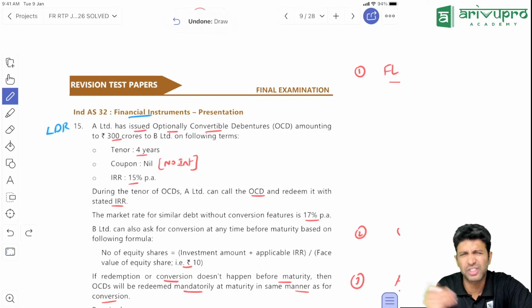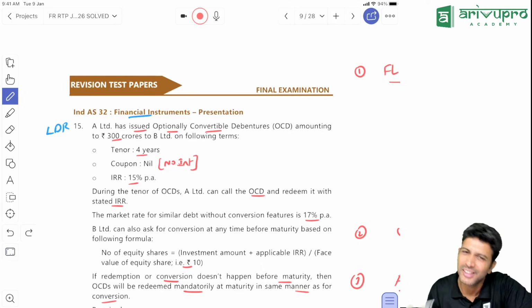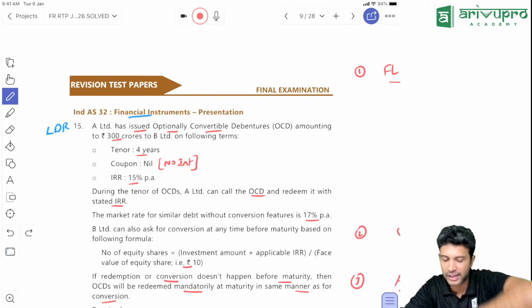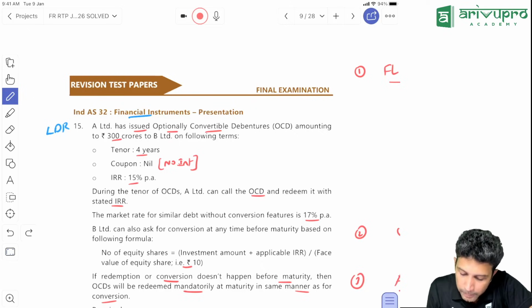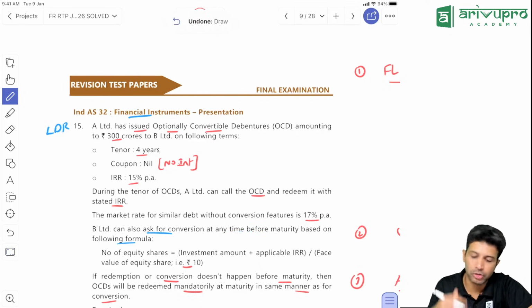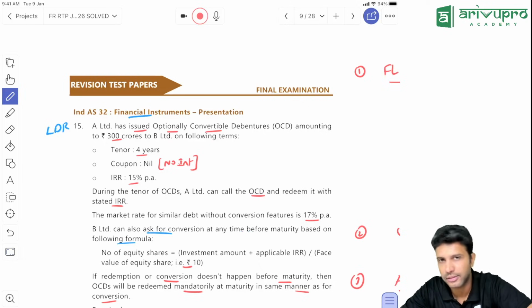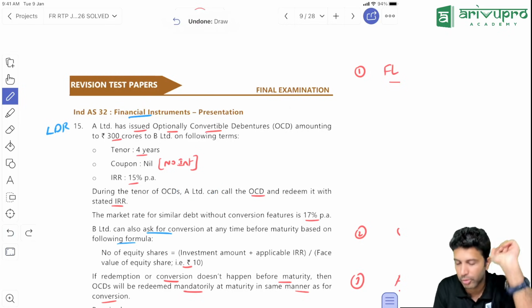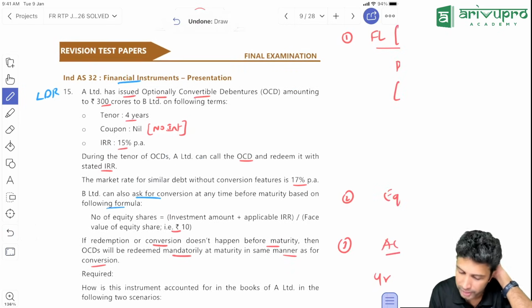This is what we call a compound financial instrument. It will have both a financial liability feature as well as an equity feature. Such questions we have done. B Limited can also ask for conversion anytime before maturity based on the following formula. So anybody can get this converted. A, the issuer, has an option to redeem before, and B also has an option to convert, but based on a fixed formula.